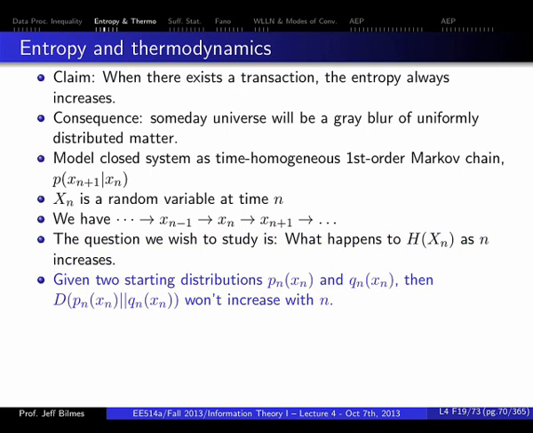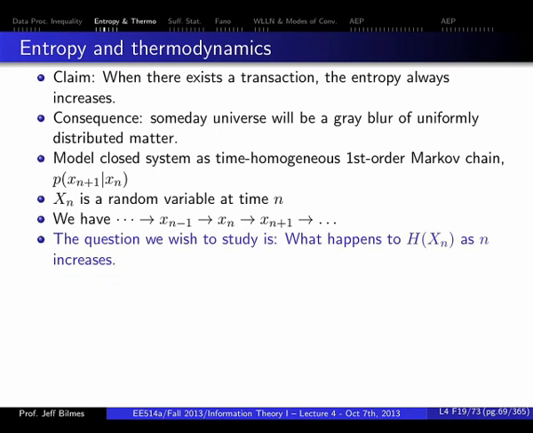So let's do this. We've got two starting distributions, Pn of xn and Qn of xn. Let's say that these are just two potential starting configurations at time n. And what we're going to show is that this Kullback-Leibler divergence won't increase in n. It can only stay the same or decrease. And in order to answer this question, we're going to look at this.